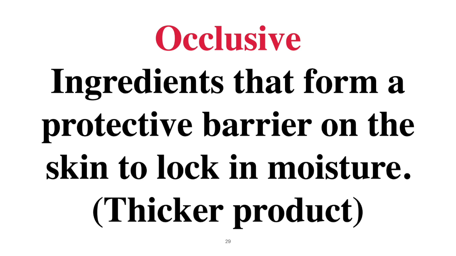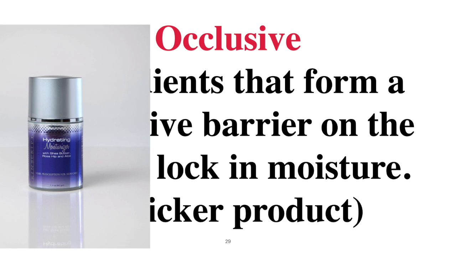Occlusive. Occlusive is basically ingredients that form a protective barrier on the skin to lock in moisture. So most of the time when someone says we need to apply an occlusive product on this person's skin, they're referring to you applying a what? A thicker product on this person's skin. So just a quick example of something that's occlusive, I would say a thicker moisturizer.